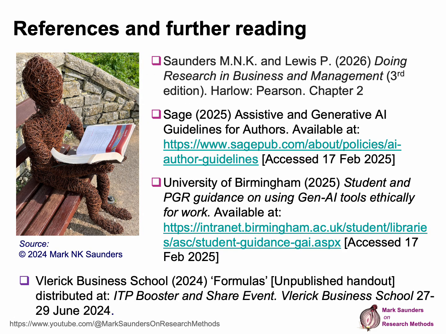In terms of references and further reading, my new book, Doing Research in Business and Management, which is out in 2026, talks about this in chapter 2. Then we have the reference to Sage, where they have guidelines on assistive and generative AI for authors, and then you've got the web link there. We've got the University of Birmingham's policy on doing this and guidance when using GenAI tools. And then we have the Valeric Business School, how to do GenAI formulas and make sensible prompts.